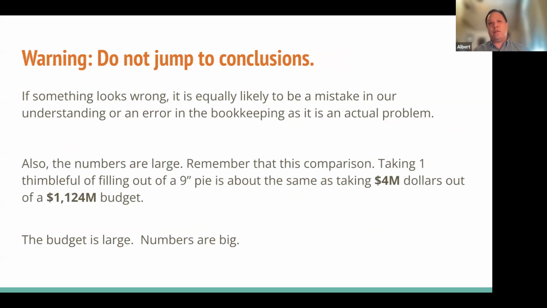Also remember that we're dealing with really large numbers. If you're not used to this, my rule of thumb right now is if you think about a pie and it's filled with pumpkin pie, one thimbleful of that pie is the same amount as about $4 million in the budget. That's actually the actual fractional math. A pie is about 1 liter. A thimble is about 4 milliliters. There you have it. So if someone gets really mad about $4 million to spend, that's how much we're talking about.